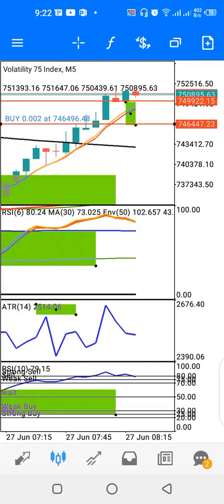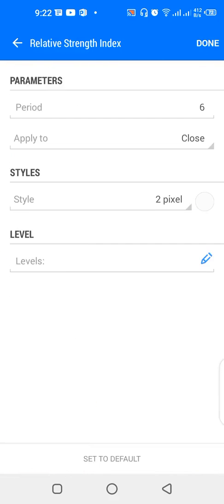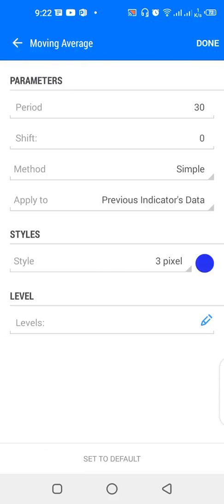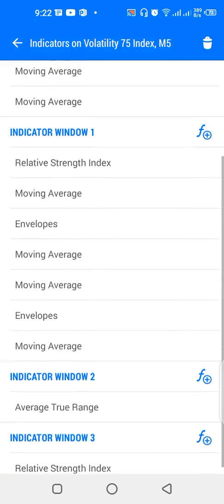Now finally, before I go to indicator window 3, let's look at the parameters for indicator window 1. For indicator window 1, we have relative strength index. Period is 6, apply to close. We have moving average. Period is 30, shift is 0. Method is simple. Apply to previous indicators data. Color is blue. Then we have envelopes. Period is 50, shift is 0. Deviation is 4.100. Method is simple. Apply to first indicators data. Color is green for the upper band. Color is also green for the lower band.